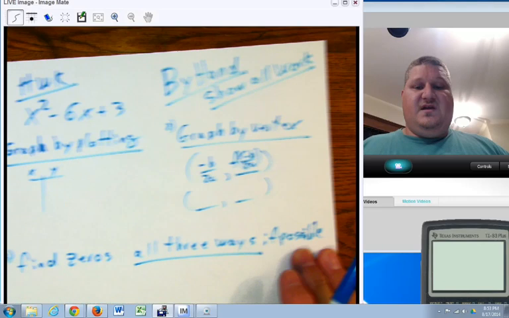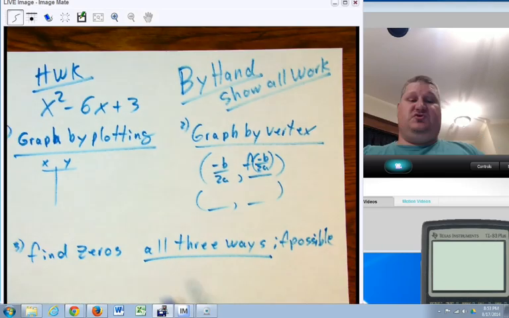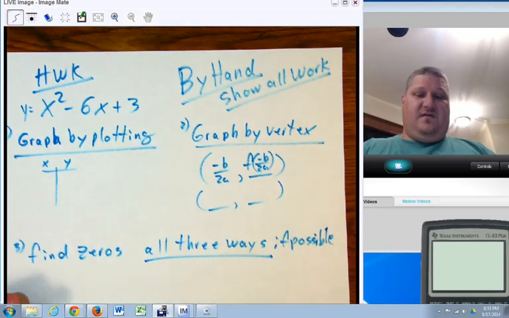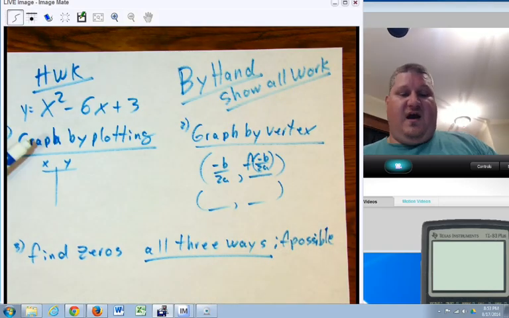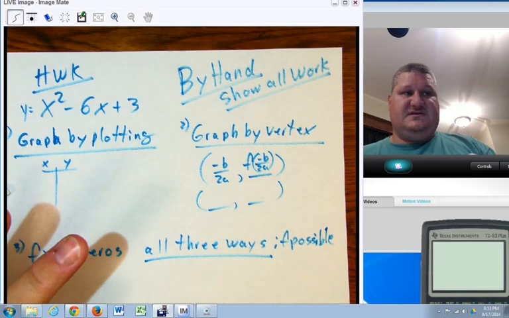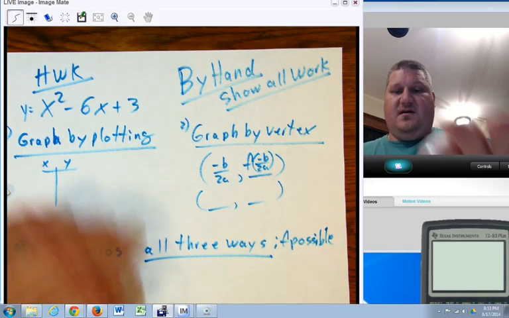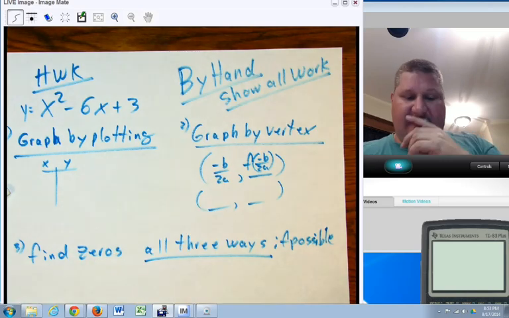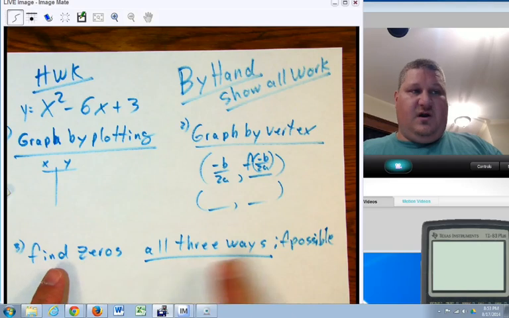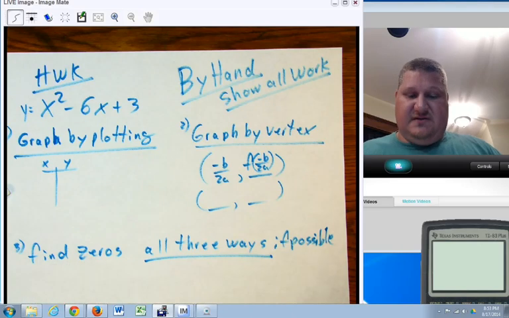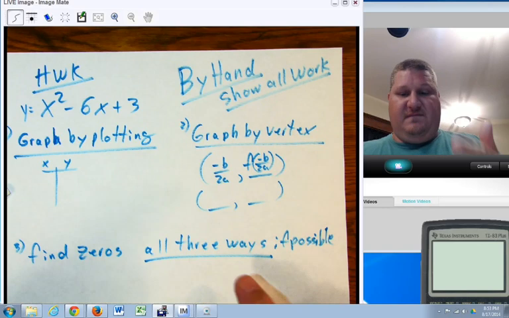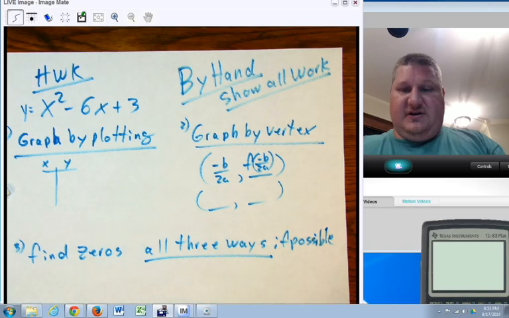With that, your homework is as follows. Do y equals x squared minus 6x plus 3. Graph it by plotting. 3 points is all that's necessary. Graph by hand using the vertex method, by using opposite of b over 2a, etc. And then find the zeros. Find where it crosses the x-axis. It is possible, but I want you to do it all 3 ways. Try it by unfoiling, by quadratic, and then by completing the square.